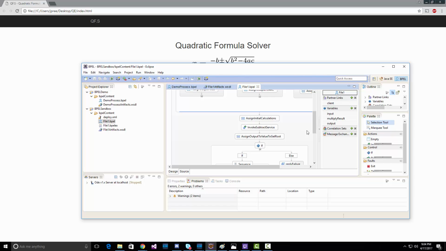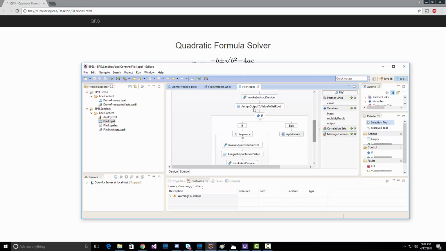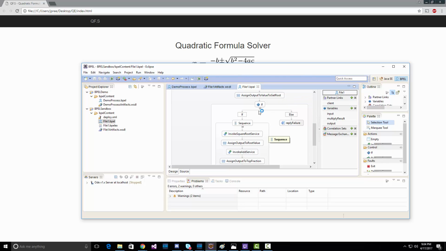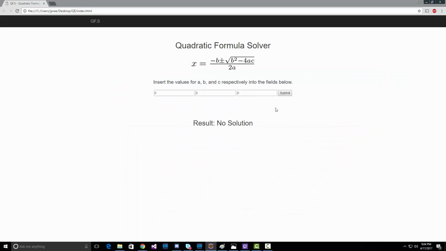And we can see this at work by going to the BPEL process graph. After we get the value to take the root of, after we invoke the subtract service, there's a branch here stating that if the value is negative, reply as a failure, otherwise continue on making the additional calls. That's just a simple way to avoid calling the other services, because we already know that in this case there won't be another solution.